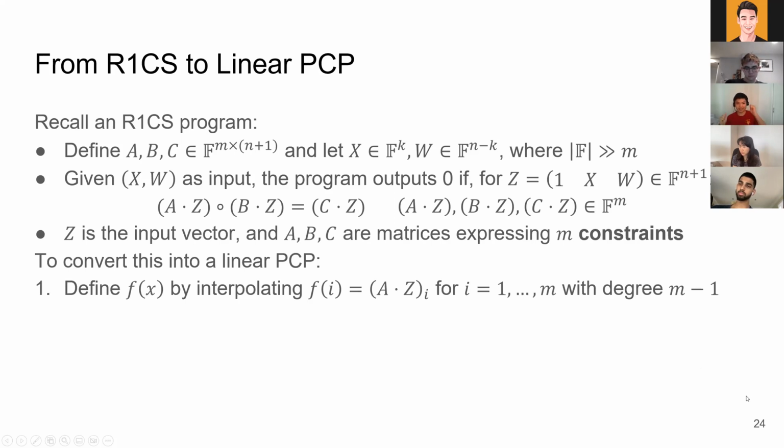Let's start with defining a polynomial. Surprise. Let's define a polynomial f by interpolating this vector AZ, which we said is length M. Let's interpolate it at M different points, meaning that by using this term to evaluate the polynomial at M points, we have uniquely defined one possible polynomial of degree M-1. So this f of x is that polynomial of degree M-1 that satisfies this expression at all M points for AZ.